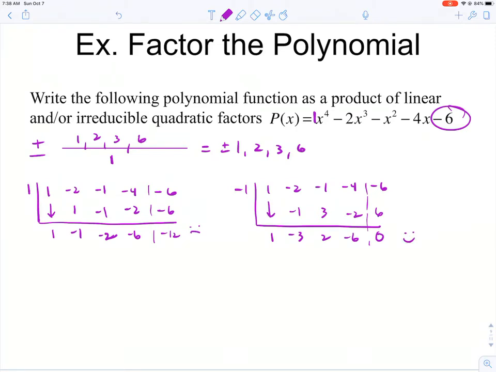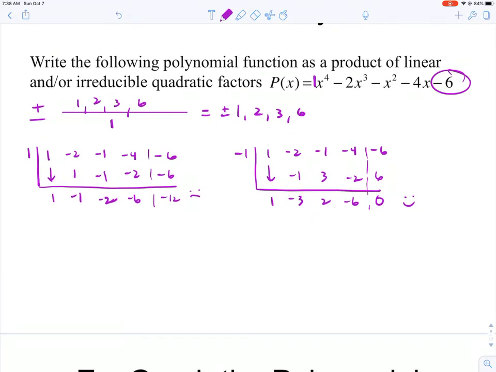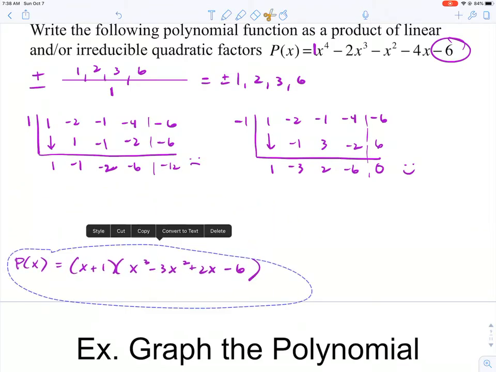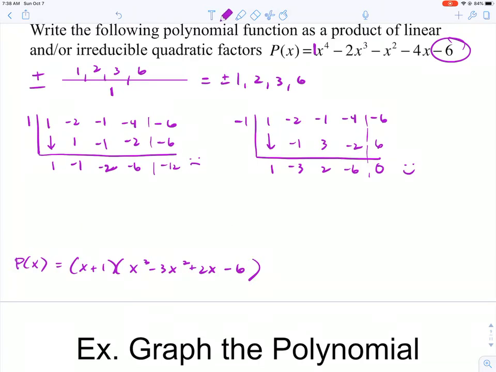There we go. So -1 works, meaning x plus 1 is a factor of p of x. So p of x can be written as x plus 1 times x cubed minus 3x squared plus 2x minus 6. You can always check to see whether or not you can factor by grouping or guess and check. This guy could be factored by grouping, or we can keep using our rational root theorem. So my suggestion, if we keep using rational root theorem, would be to test +3.